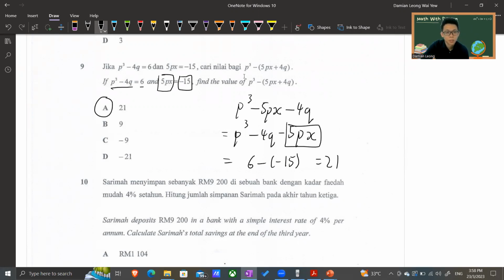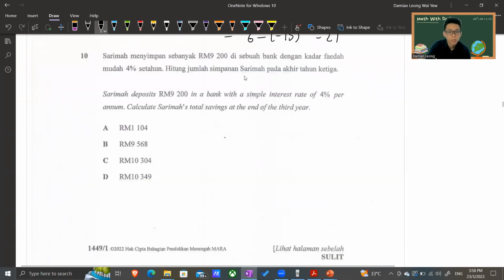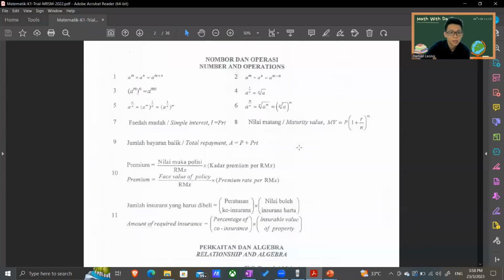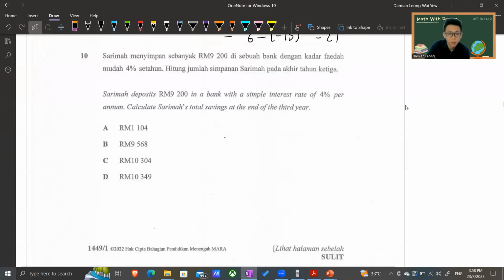Then question 10. Sarima deposits 9,200 ringgit in the bank with a simple interest rate of 4% per annum. So this is simple interest. Simple interest, I equals PRT. It is given in the formula, you see, I equals PRT is in the formula sheet. So I just use the formula.